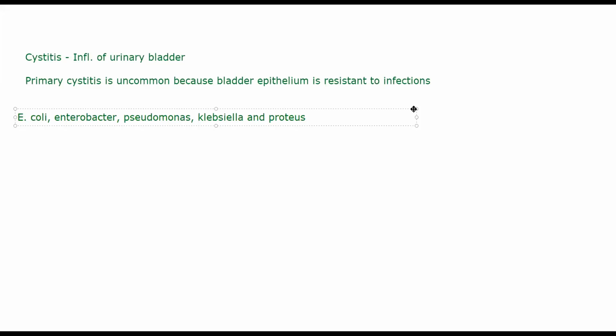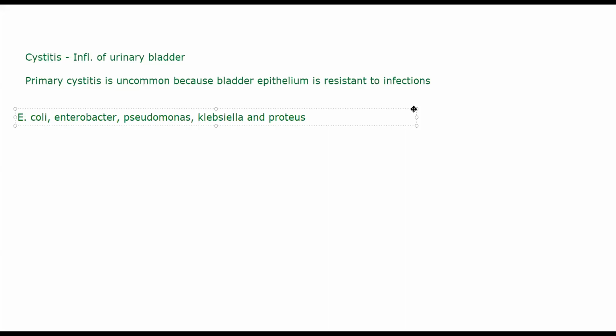So for example, patients who are undergoing chemotherapy or patients who have undergone transplant, they are given immunosuppressants, okay, so that the transplant reaction occurs smoothly. In any case, those are immunosuppressed and immunocompromised patients. In them Candida infection can occur. Otherwise, these bacteria are the most common causes of cystitis.